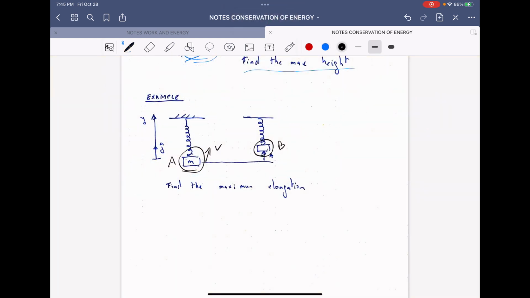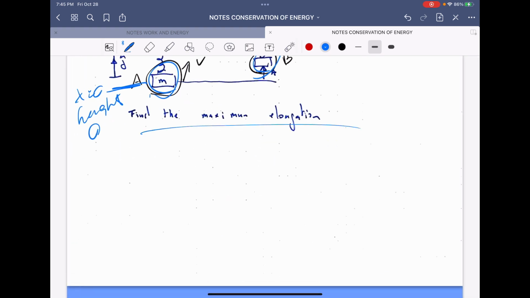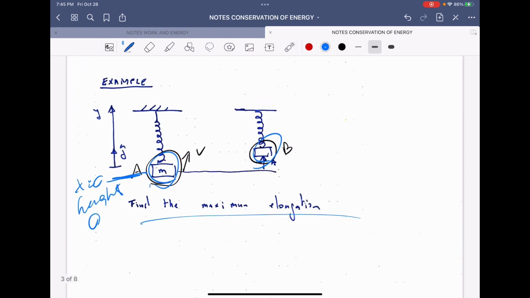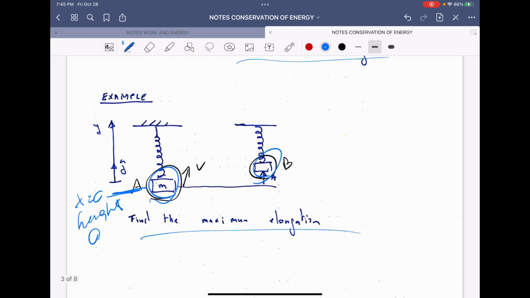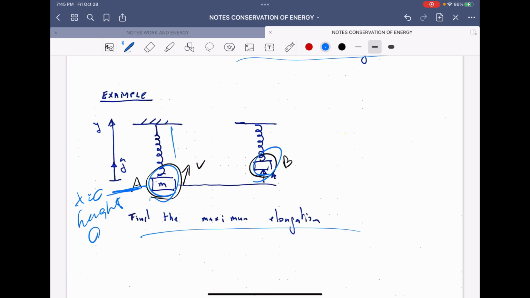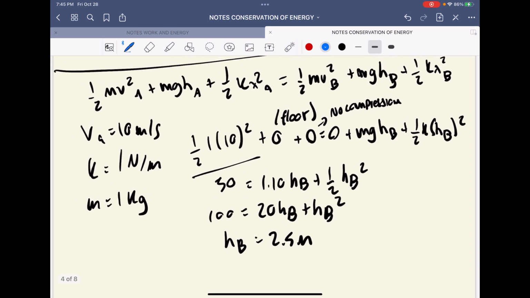All right, so we have this second example here. We have the point A right here, and we have the point B right here. Point A is at the floor. Notice this is at the floor, so the height here is 0. It's asking to find the maximum elongation. This is a spring, and it's asking for the elongation.